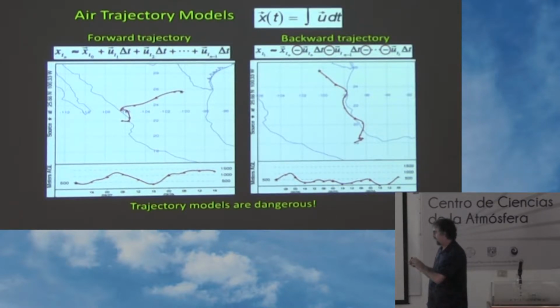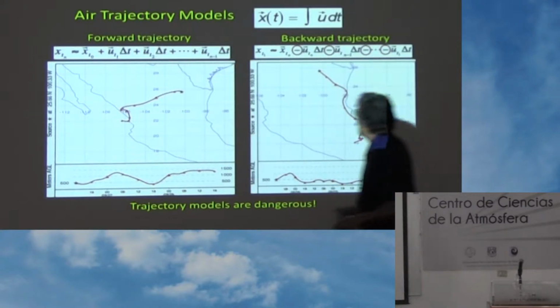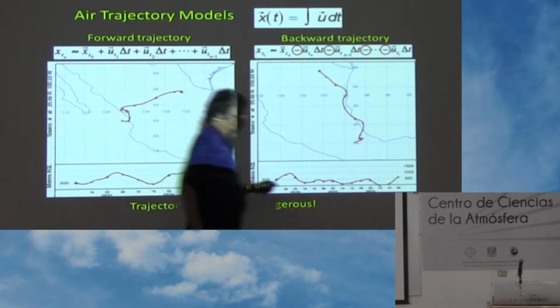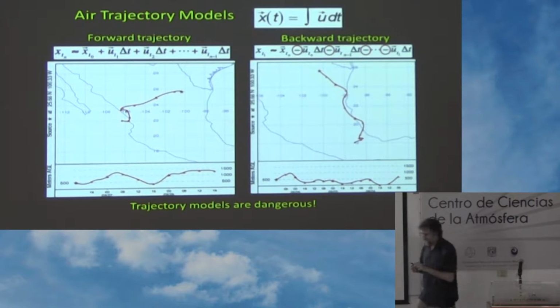Okay, so there's 2 types of trajectory models, forward and backward. So this is an example of a forward trajectory model. So the equation is solved here. Actually, I'm supposed to stand here, I forgot. The equation is solved, so the final position is equal to the initial position plus the wind speed at that initial position times a time increment. And then again, as many times as you need.